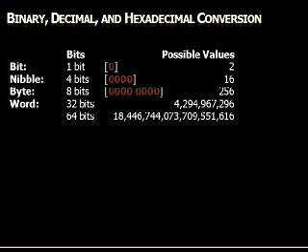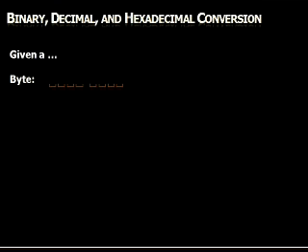So, extending what we just learned, a bit contains 1 bit, or a 0 or a 1, so it's possible 2 values. A nibble gives us 16 possible values with 4 bits. A byte gives us 256 possible values with 8 bits. A word, 32-bit word, gives us about 4 billion possibilities. 64 bits gives us a very large number, and you can read that number.